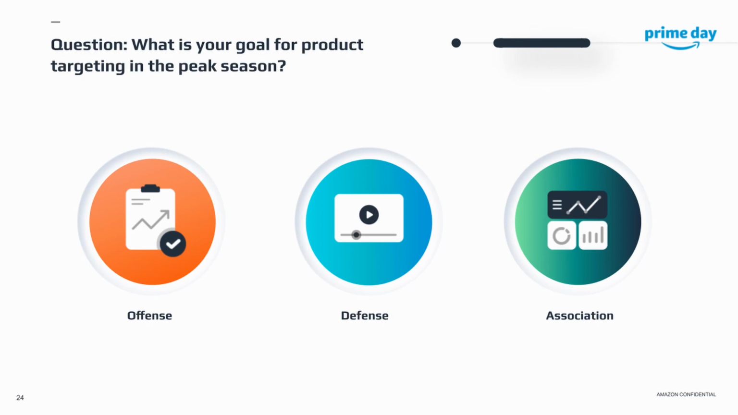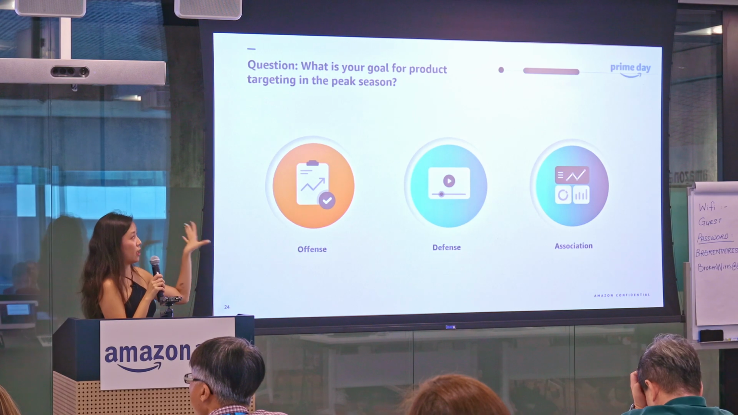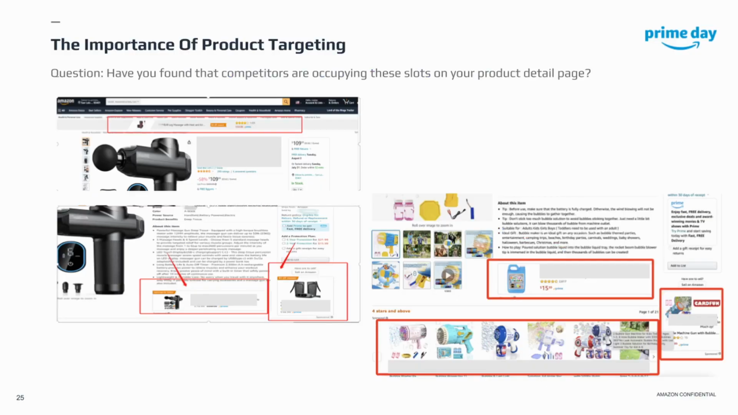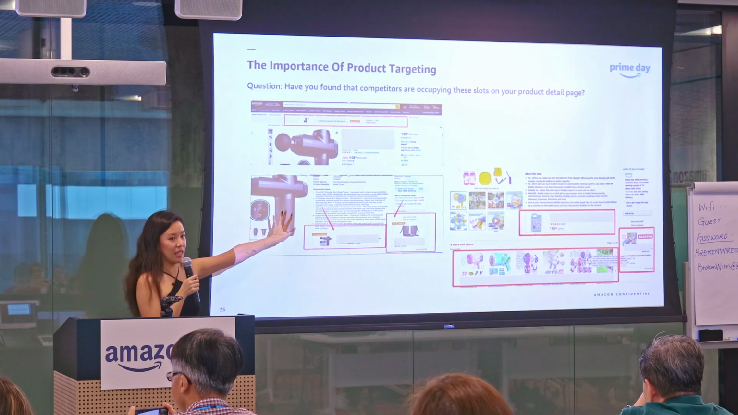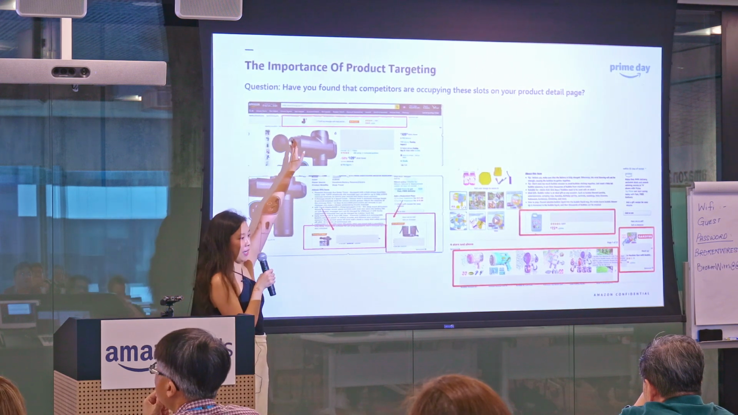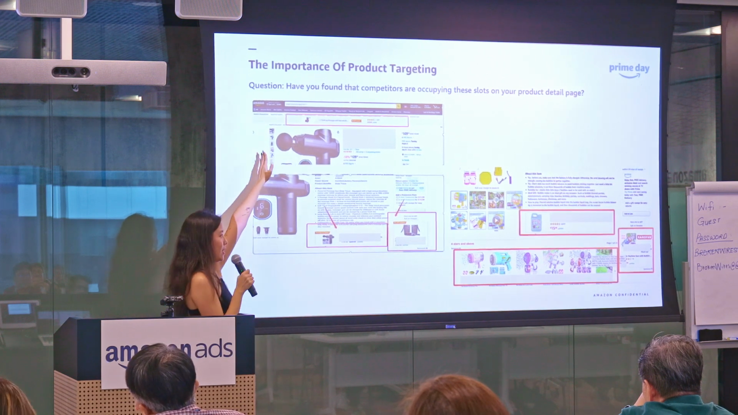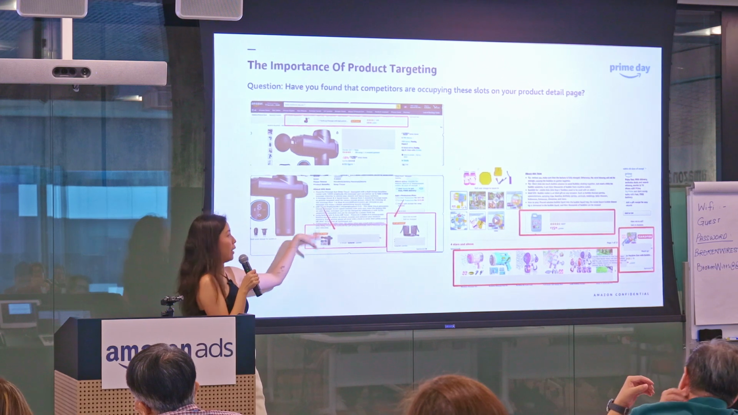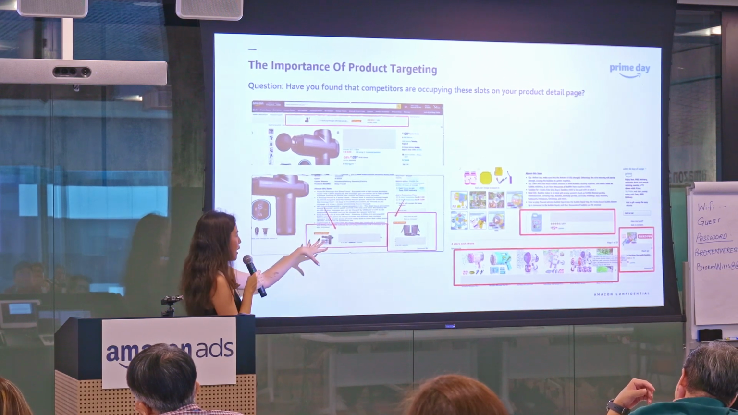So again, there are different kinds of objectives for Prime Day in terms of the peak season. I'll briefly touch on an interesting bit of product targeting. This is what I mean when I keep saying you want to pad your product detail pages. For example, if you sell a massage gun, you'll notice there's sponsored display appearing at the top. That's sponsored display, this is also sponsored display, this is also sponsored display, all around your massage gun.